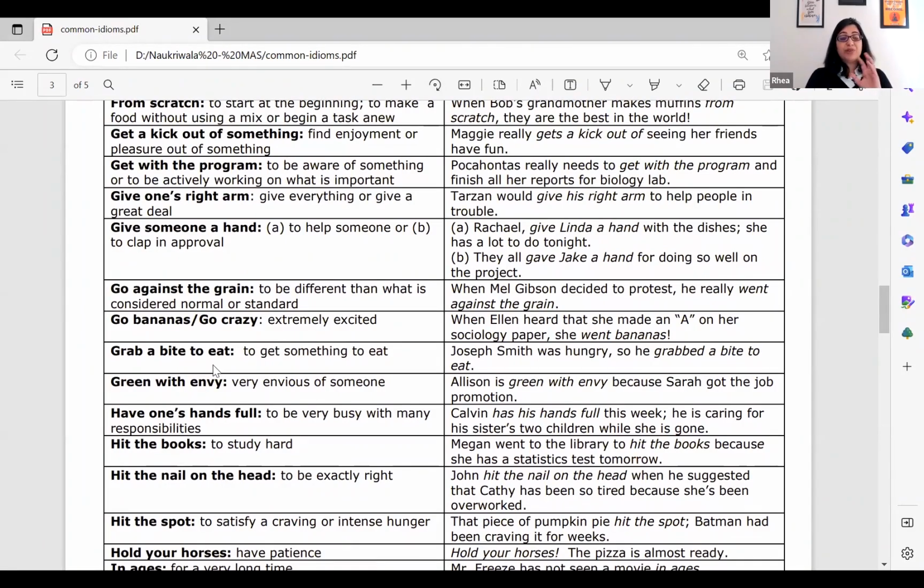Let's grab a bite. I'm really hungry. So grab a bite means let's go and eat something. It does not only mean to take one bite, but it means let's go and eat something. I'm going bananas for this concert. Absolutely. I'm going bananas about the fact that I could attend the concert. That means I'm really excited that I could attend the concert. Awesome. Let's go ahead.